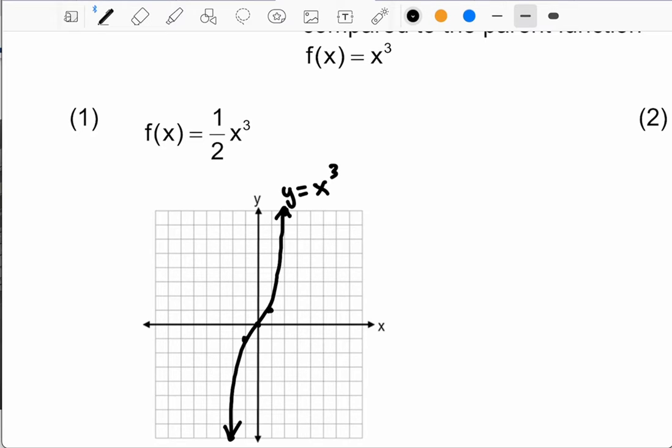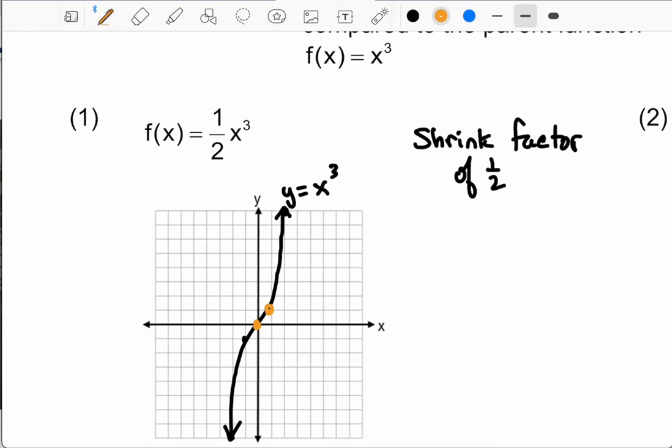I don't see an h and k value. I only see an a value. The a value is 1/2, so I have a stretch factor. Well, actually, in this case, it would be a shrink of 1/2. So I'm going to take each of my y values, chop them in half. All right. 0's not going anywhere.